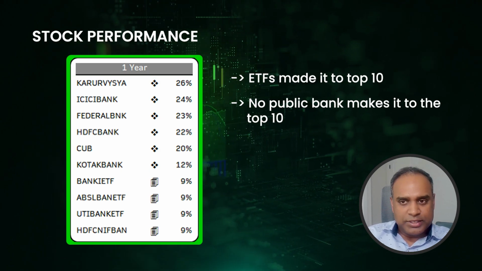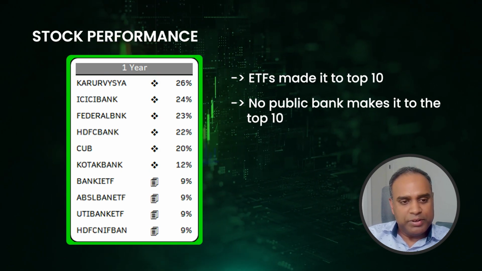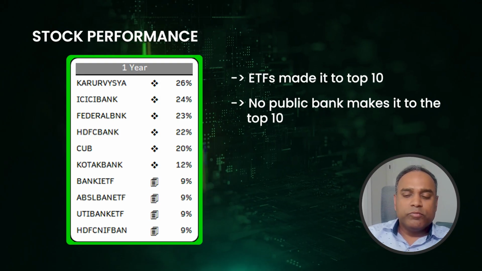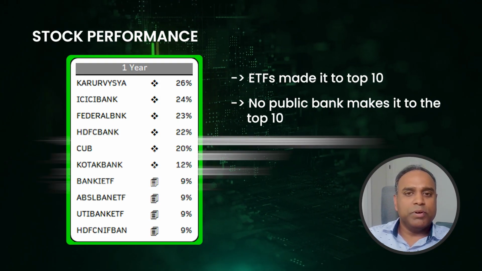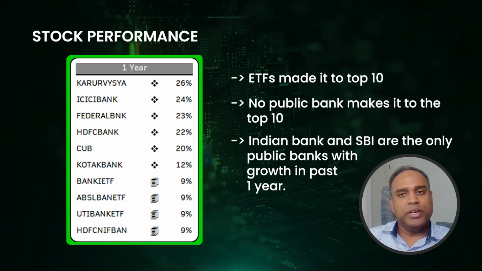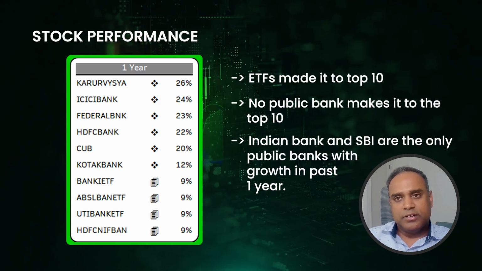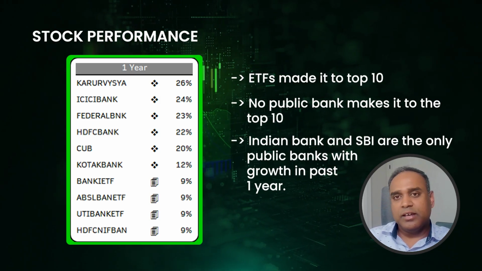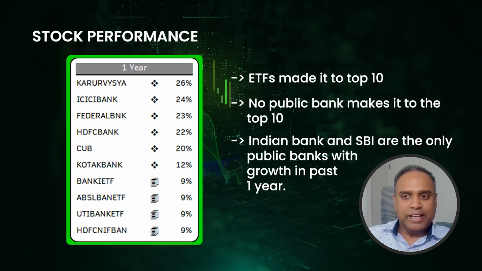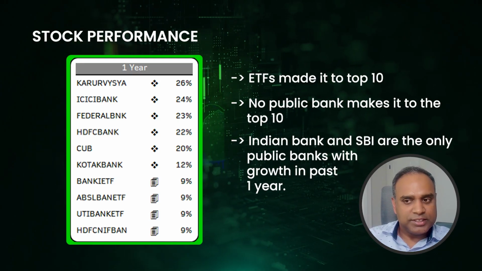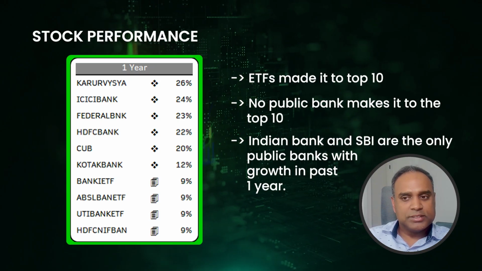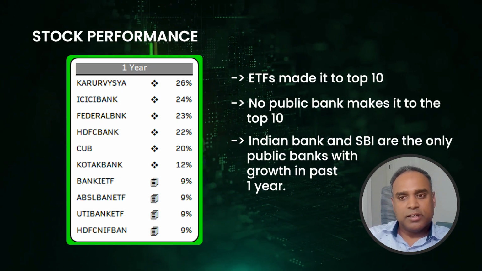Now, specifically, you can see the top 6 private banks, and from a public bank perspective, as of today, only 2 public banks are showing a positive return within the last 1 year, Indian Bank and the SBI. And again, they don't have such a high percentage return, but at least they are positive. But all the other ones are negative. So this is the overview of the stock performance across the short, medium, and long term.